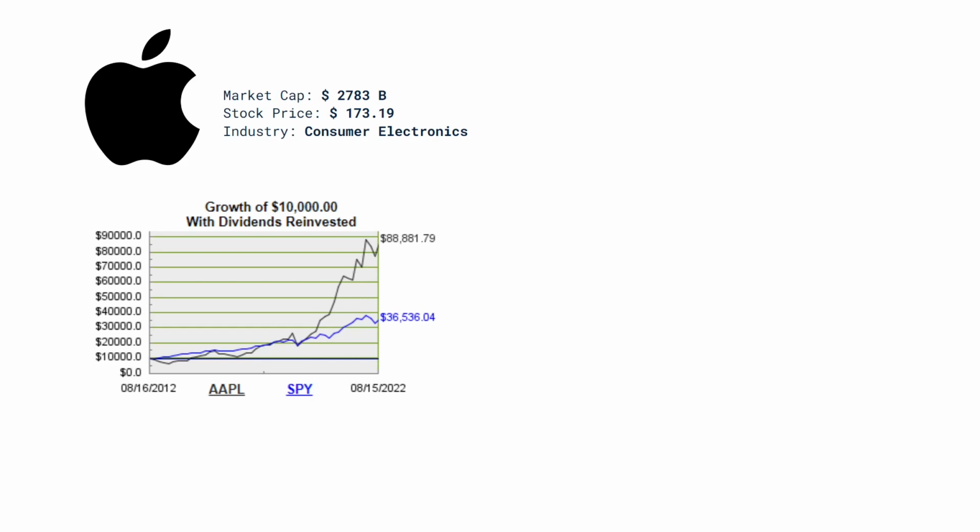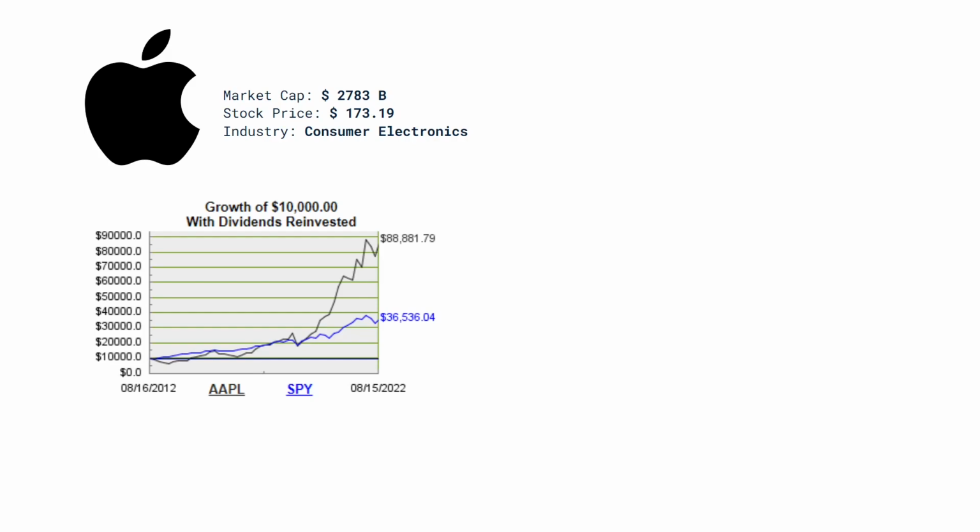So Apple has an enormous market cap of $2,783 billion, that's $2.78 trillion. The current stock price is $173.19 and they operate in the consumer electronics industry. If we look back 10 years, we can see that they have greatly overperformed the S&P 500, even if they are a big part of the index. This is with the dividends reinvested.